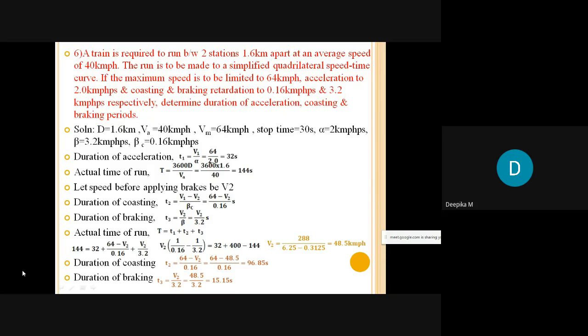So this is how we will calculate the distance, acceleration, or anything with respect to this. So all problems will be similar to that.